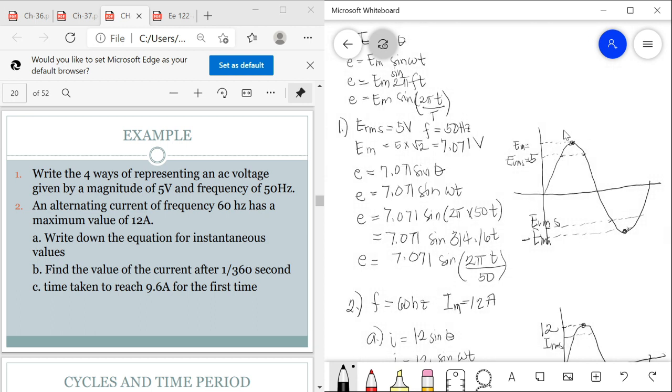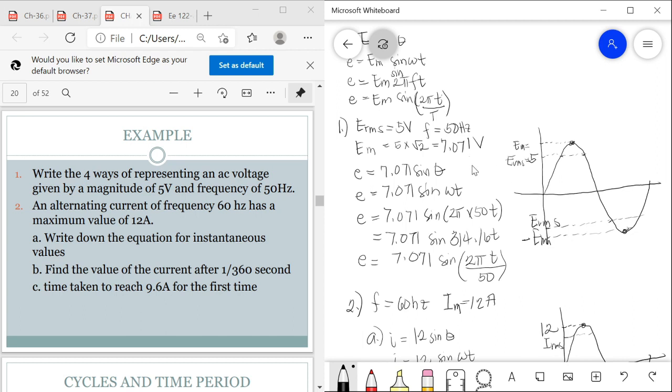This is the diagram, or the representation, of the sine wave of the sine equation. We have the maximum voltage here and another one at the negative half cycle. So E maximum na solve natin, that is 7.071 volts, while the RMS is 5 volts. Nandito yung effective voltage, as well as in our half cycle.